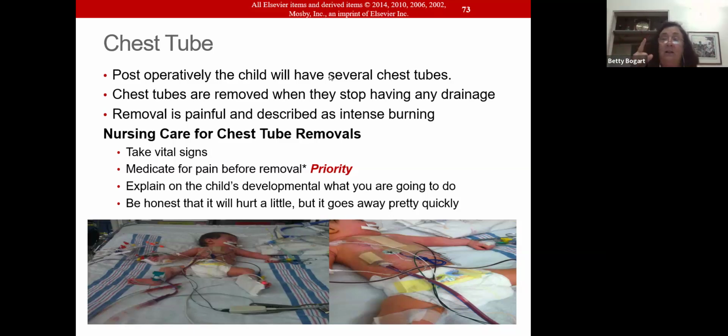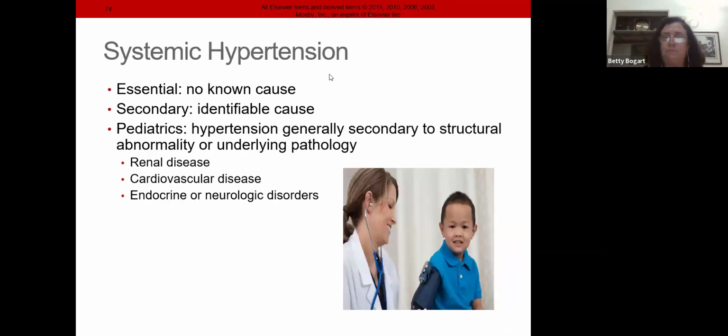So number one, if you're going to give a narcotic, take your vital signs. Give the pain medicine. Let that child, on their developmental level, know what's going on and be honest. Tell them it's going to hurt a little bit, but it goes away quickly. You want me to hold your hand? We can count to 20 together. And sometimes that's all they need.